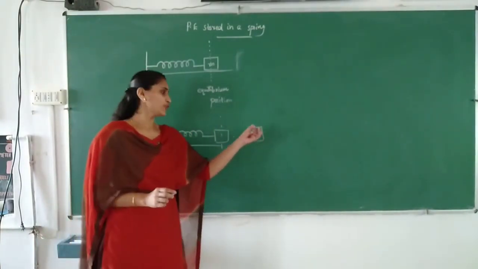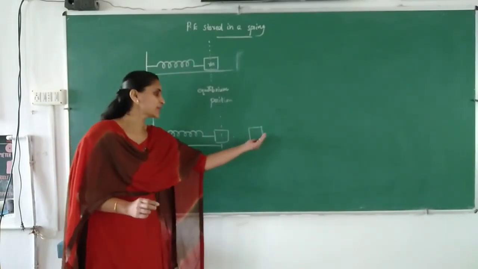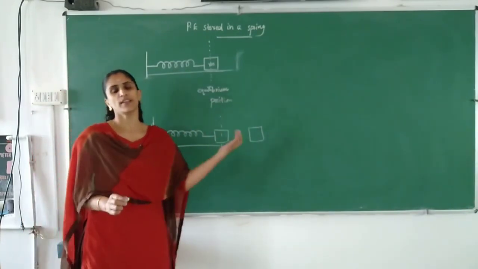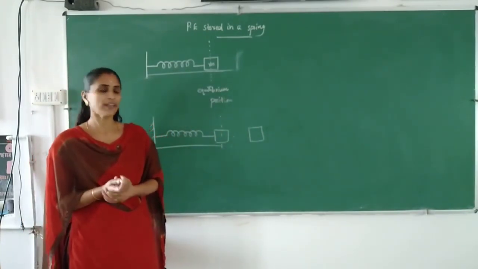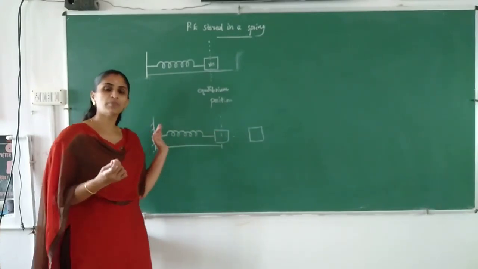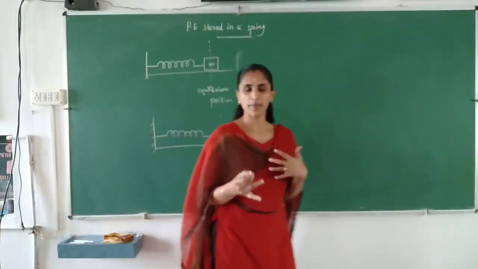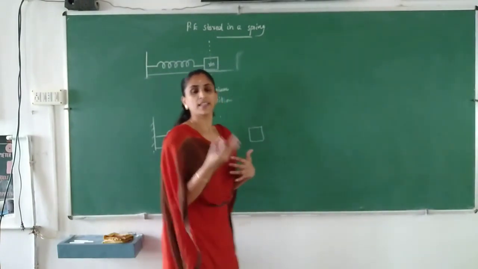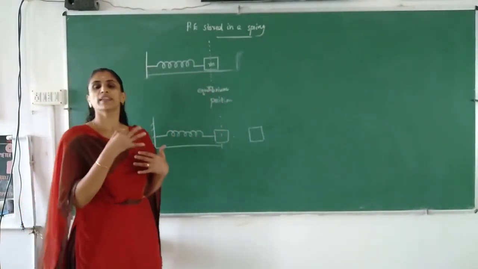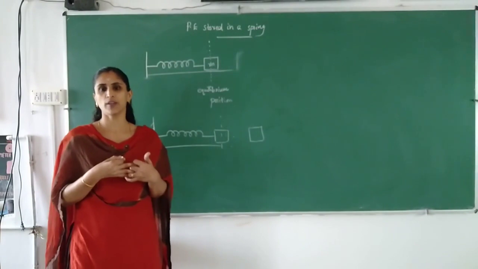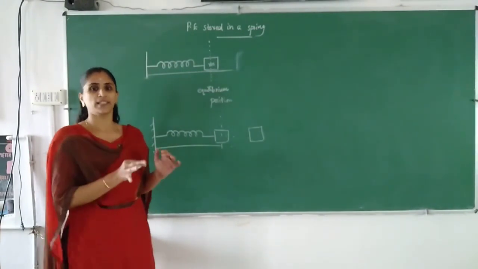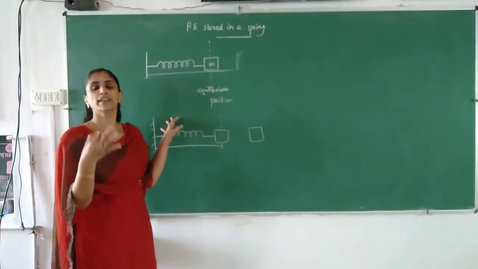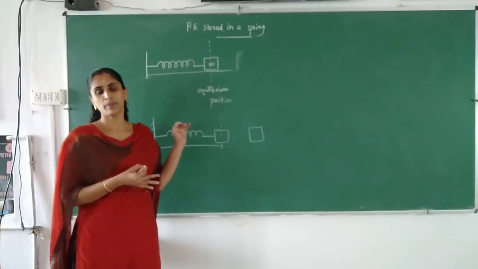Again, what happens if you are stretching and releasing? It will come back to its mean position, then again it will go to here, and again it will come back, and those oscillations will continue. So whenever you are stretching or compressing and releasing, a restoring force is developed in the spring which tries to bring the object back to its equilibrium position.